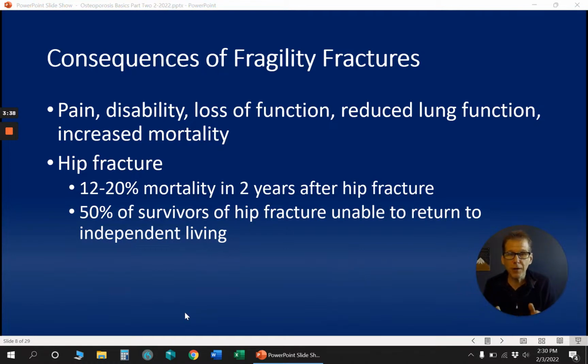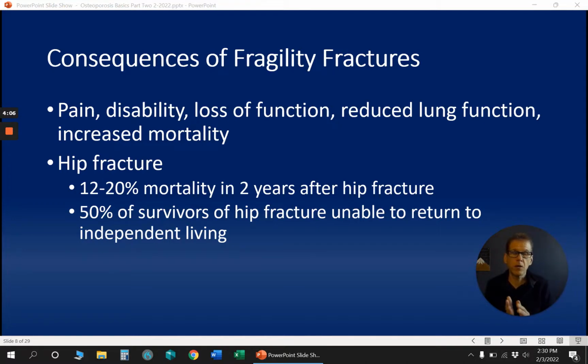We know that fragility fractures, whether they're in the spine or the upper arm or the pelvis or the hip or the femur, the mid-femur, these cause pain and disability and loss of function. And in the spine, they change the shape of our chest, reducing our lung function. And actually, we know that fragility fractures are associated with an increased risk of mortality, or dying. And specifically hip fracture, probably the most dreaded complication of osteoporosis.